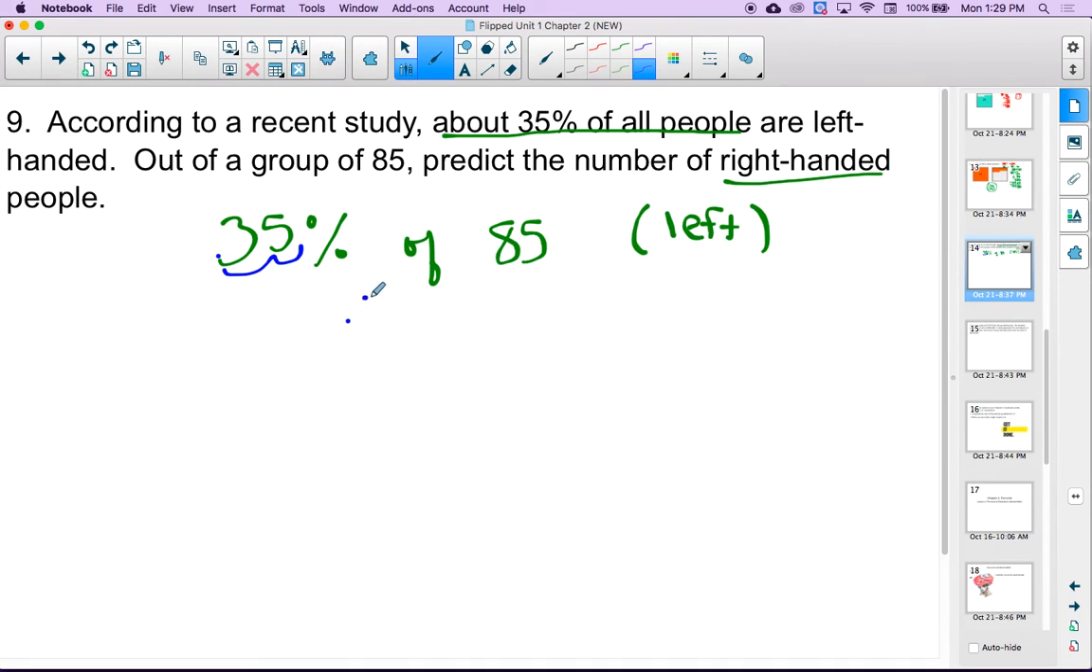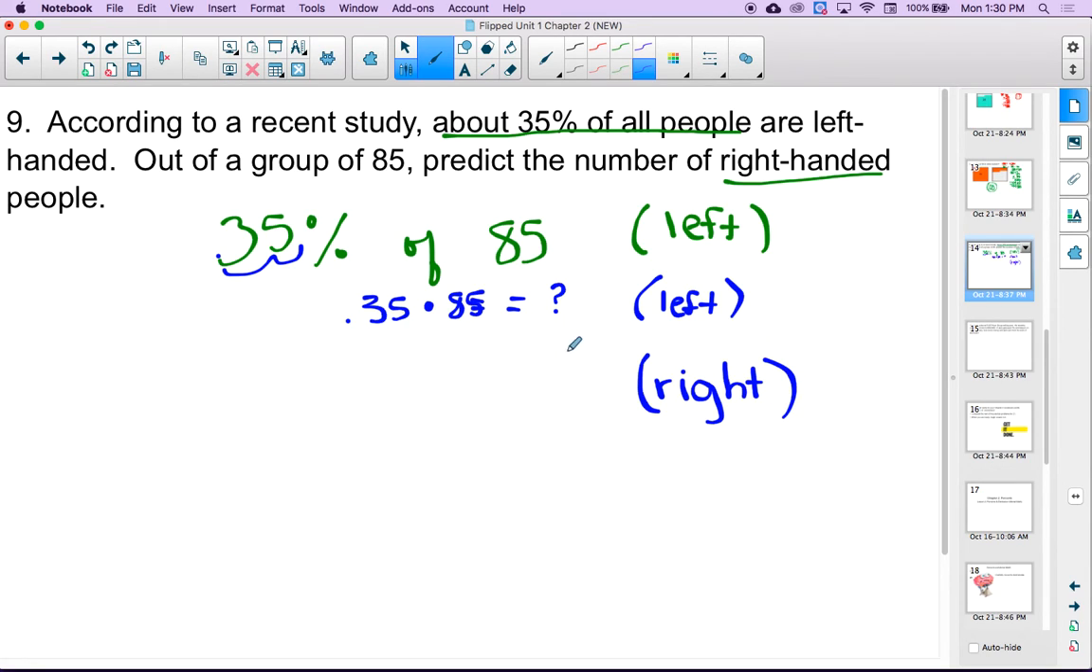Take 35/100 times 85. Oops, I forgot my 5 there. And that, I'm going to let you figure out that number yourself. That is the number of left-handed people out of the group of 85. Now, if we know that number, we're going to have to do some subtraction to figure out the number of right-handed people. So that's just some guidance there to help you get this problem done.